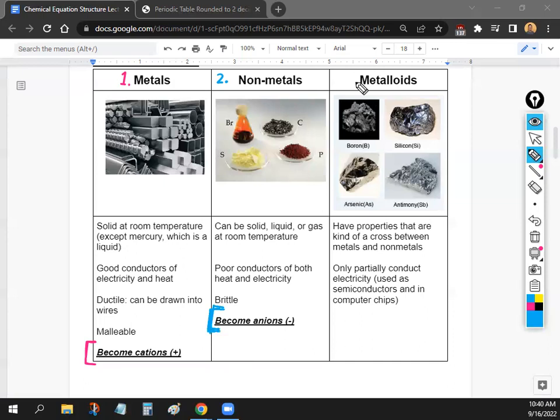And the third type are metalloids. You don't need to write this down. We're gonna kind of ignore metalloids because we don't talk about them very much in this class. But metalloids are weirdos that do things that metals do and nonmetals do. They're all a little bit special, so we put them in their own class called metalloids. We won't be talking too much about these. The most important thing that you need to know right now is metals become positive, and nonmetals become negative. Okay?